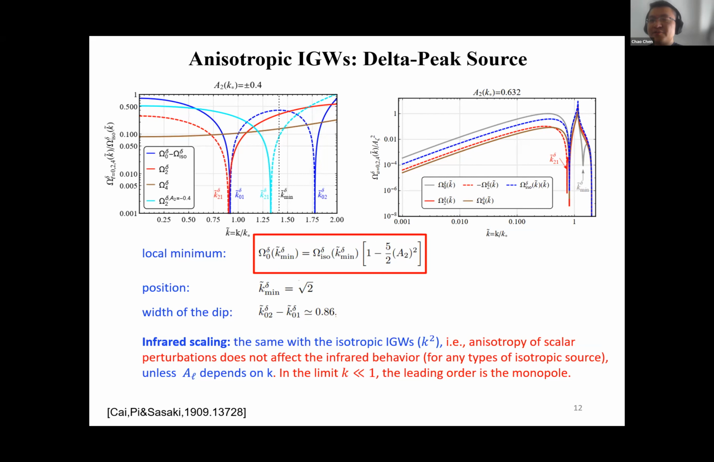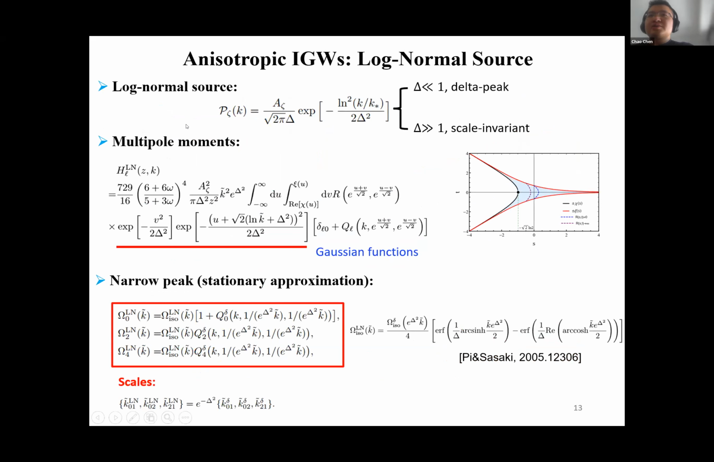If it depends on K, it will contribute the extra K power, so it will change the infrared scaling. Another case is the log-normal, which is more realistic. It can cover the delta peak for the narrow peak, and it will approximate to the scale invariant when the peak is very broad.